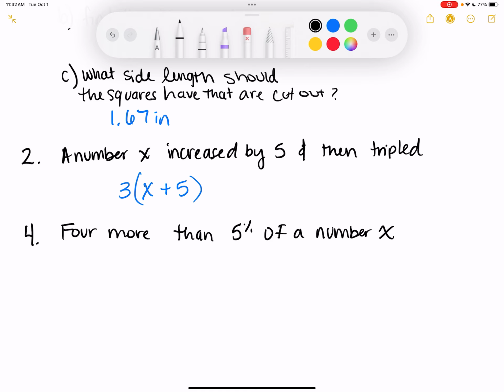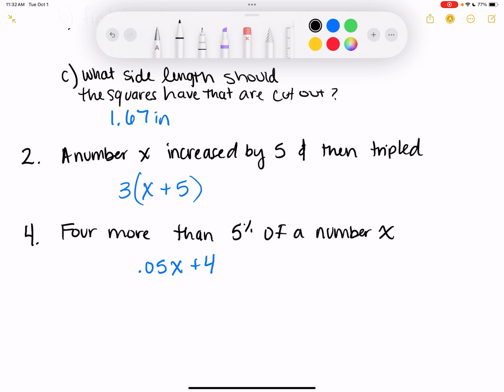0.05. Oh, that's more. So 0.05 times x. So that's 5% of the number x. And 4 more than that, plus 4. And 4 can go in front or the back. It doesn't matter. But would we get it right if we said 5 over 100? No, because that could be reduced. But it's a percent, so you should write it as a decimal, not a fraction.